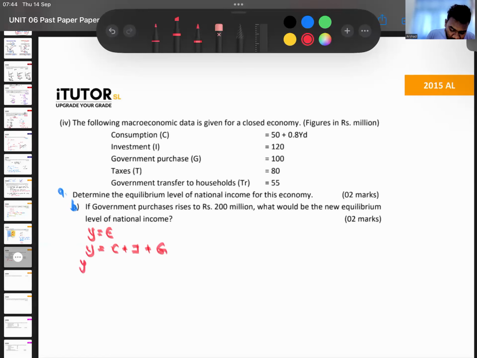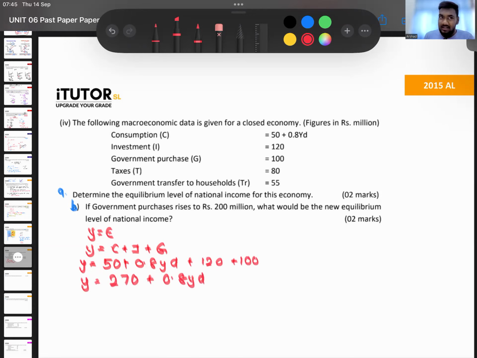Then you can say Y is equal to, consumption is 50 plus 0.8 YD. Investment is 120. Government spending is 100. Okay. Then you can simplify by adding all the numbers. 50 plus 120 plus 100. How much do you get? 270. So you can say Y is equal to 270 plus 0.8 YD. Now, can you just solve this like this?